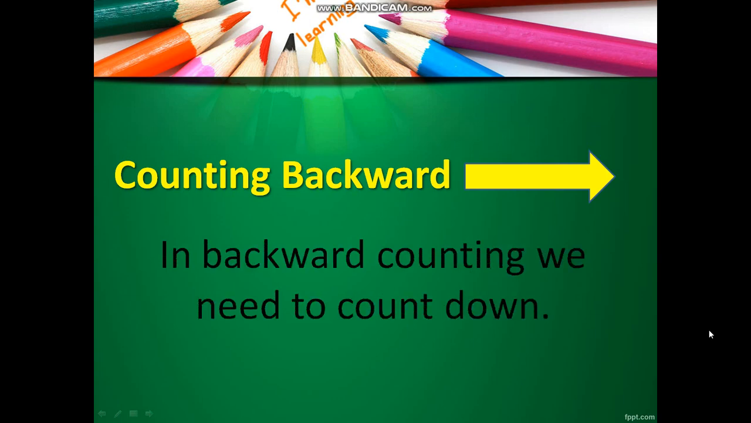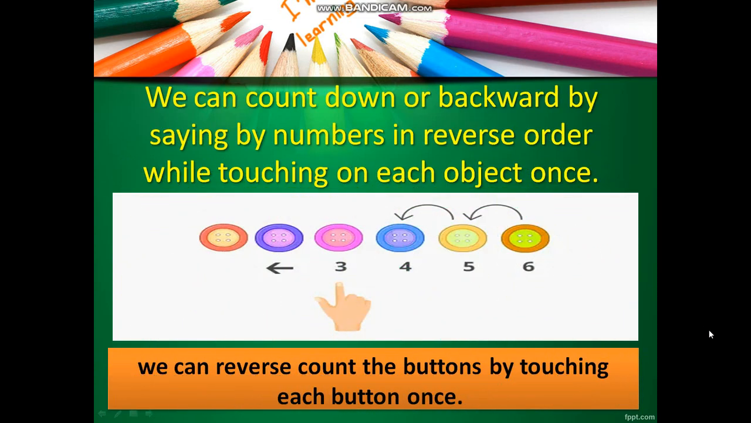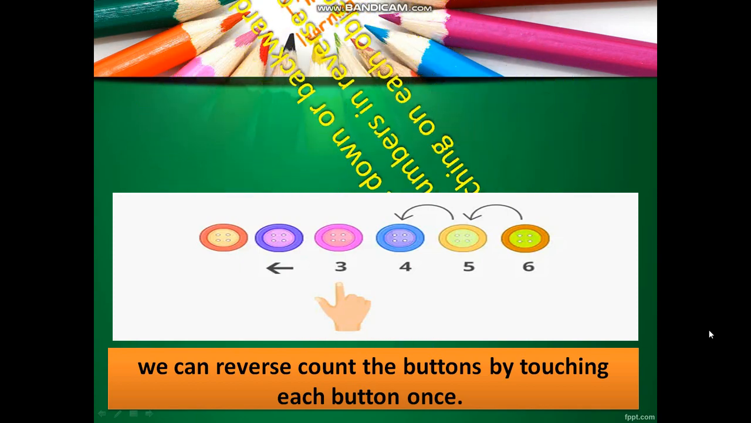Now come towards the main topic, that is backward counting. Here you can see in backward counting we need to count down. We can count down or backward by saying numbers in reverse order while touching each object once. We can reverse count the buttons by touching each button once.